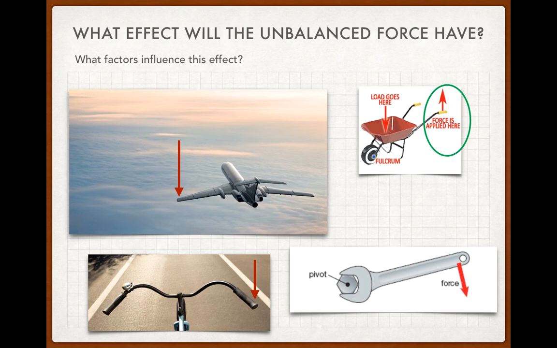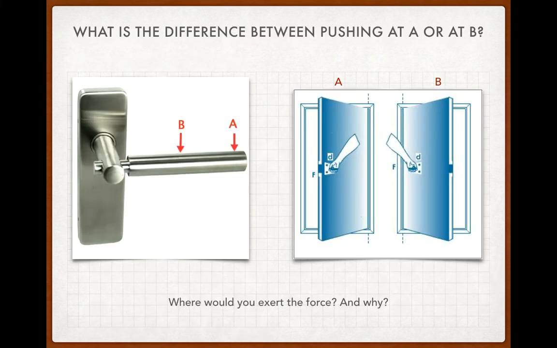Okay, second question. What's the difference between pushing at A or at B in both cases? So we have a door handle, you push at the end A or push in the middle-ish B. Second example on the right hand side, you have a door that has to be closed, and in A you push at the end, so that's the part closest to the handle, or you can push closer to the hinge. So where would you exert the force and why? Again, pause the video, write it down.